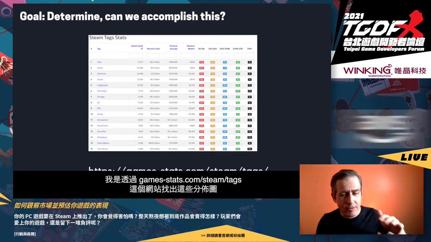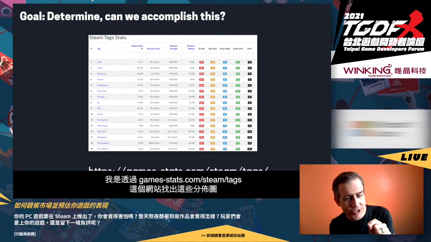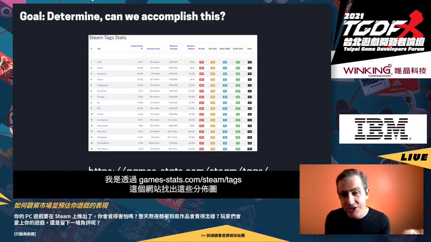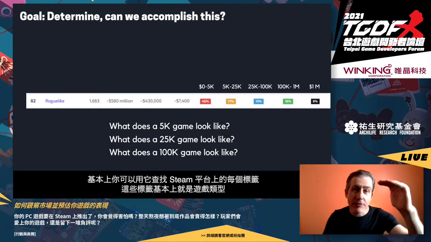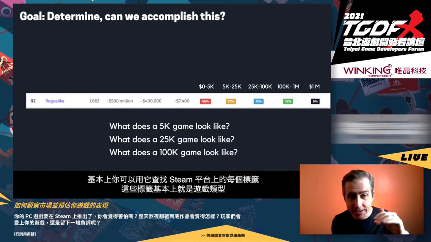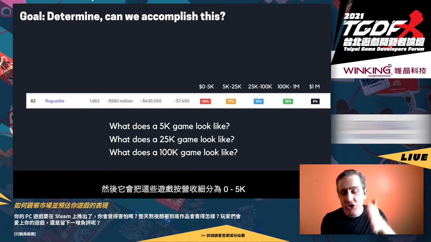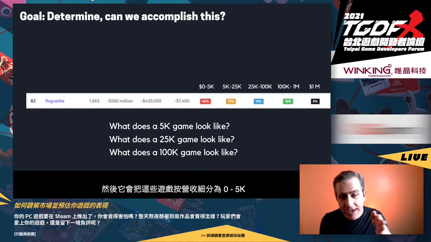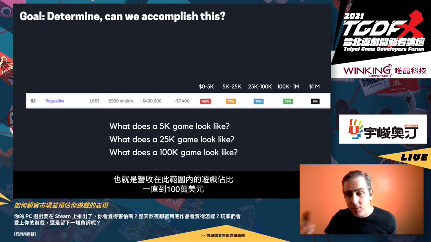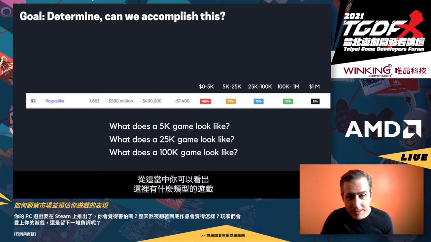And the way I figure out these distributions is through a site called games-stats.com/steam/tags. It does a great job of this. Basically, you can look for every tag that's on Steam, and these are basically genres, and it shows you what percentage of games make 0 to 5K, all the way up to $1 million. And you can see what type of games are here from this.